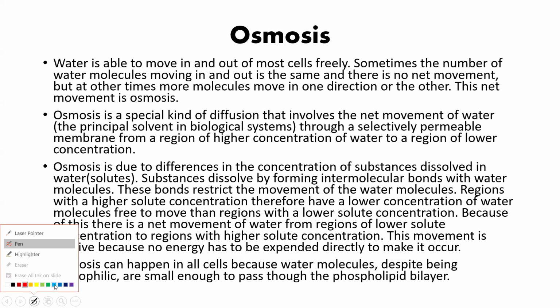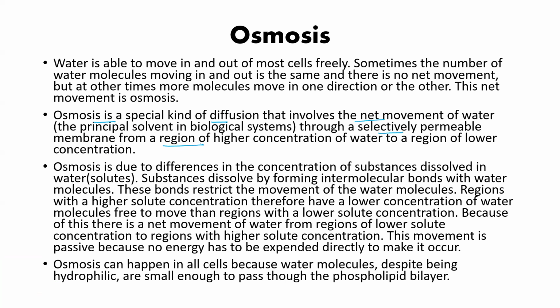So in this video, our topic is osmosis. Osmosis is a special kind of diffusion which involves the movement of water molecules through a selectively permeable membrane from a region of its high concentration to the region of its low concentration. Is it clear? It is actually because of the difference in the concentration of the substance which is dissolved in it.